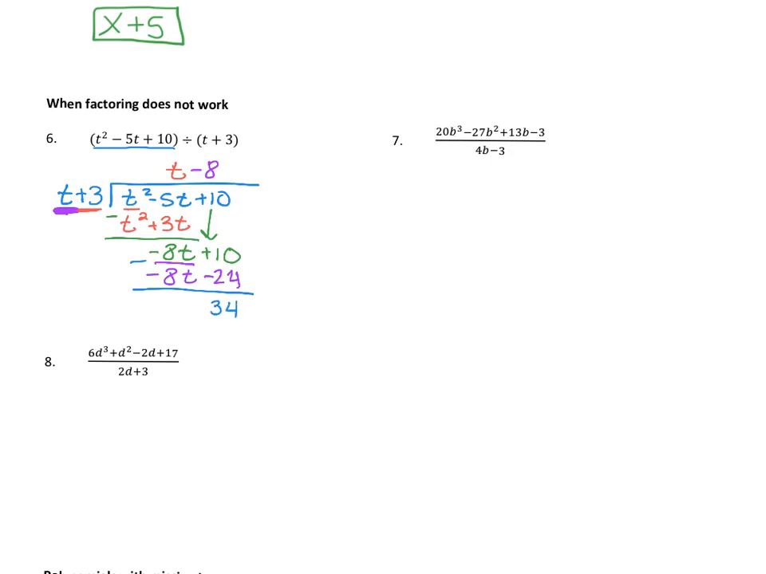So now 34 is my remainder because I cannot multiply t by any whole number or whole variable in order to get 34. So when you have a remainder, you are going to write that as a fraction. So my remainder is 34 over t plus 3.